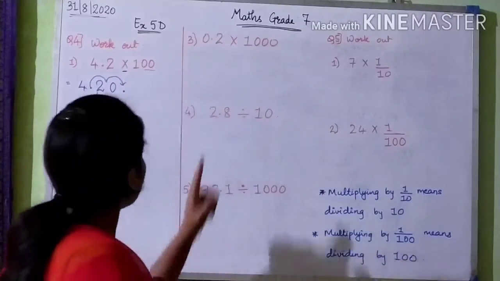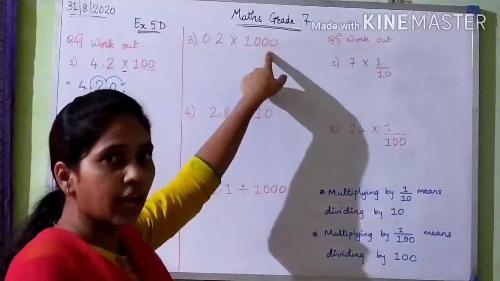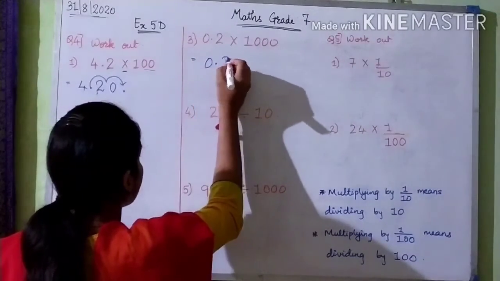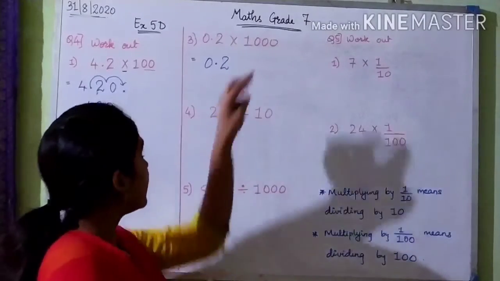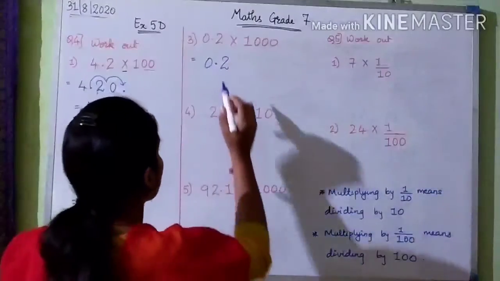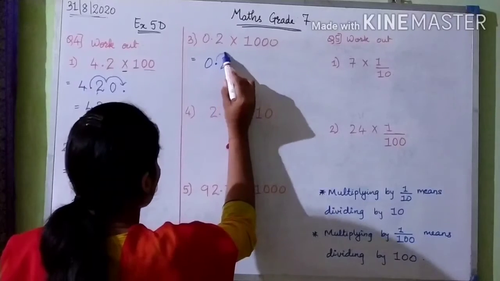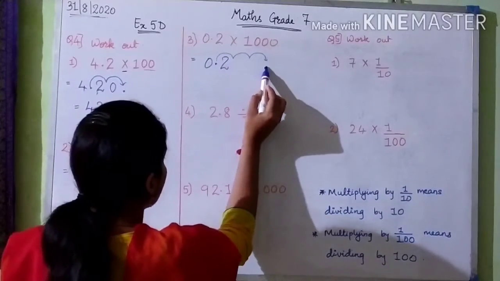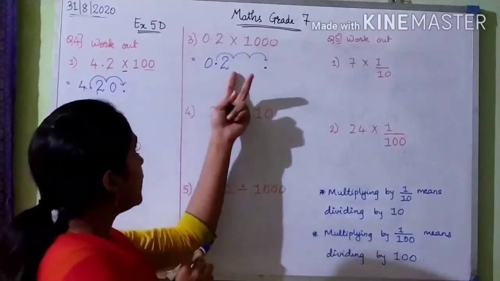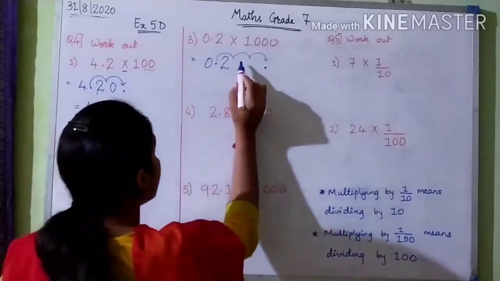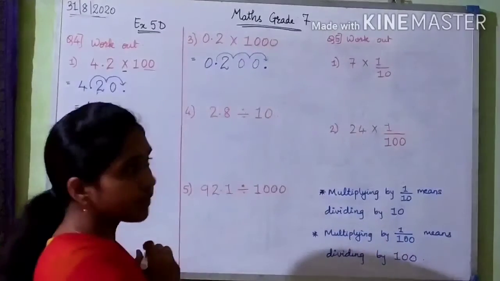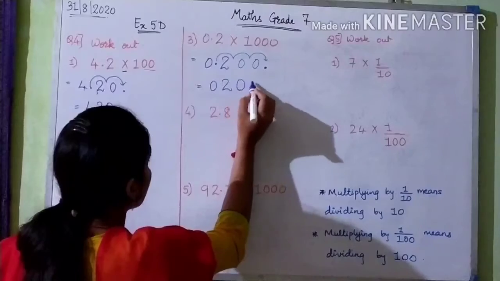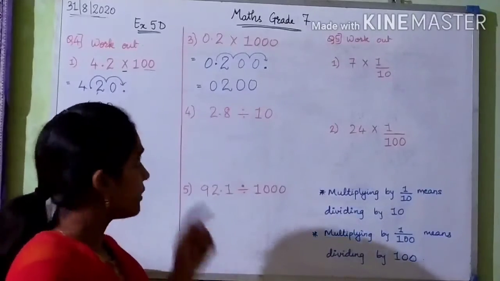Now the third one, 0.2 multiplied by 1000. So here also it is multiplied, so the point is going to shift towards the right side. And in 1000 there are 3 zeros, so we shift the decimal point 3 times. So 1, 2 and 3. So it will come here. Now in between you can see that there are no numbers, so I put 0 and 0. So this number now becomes 0200.